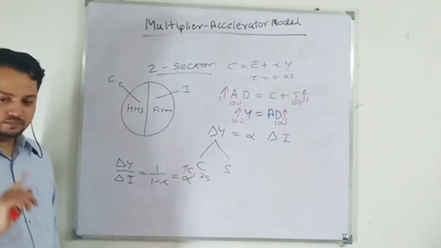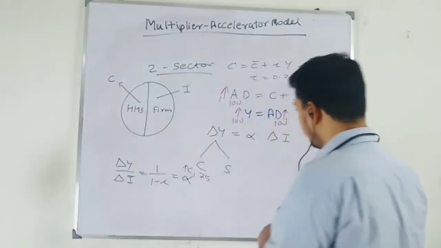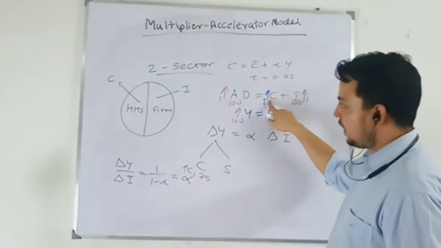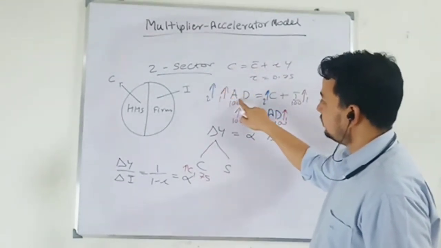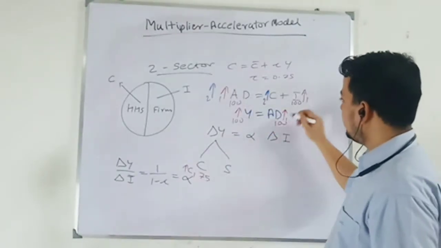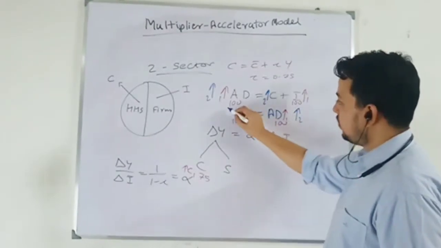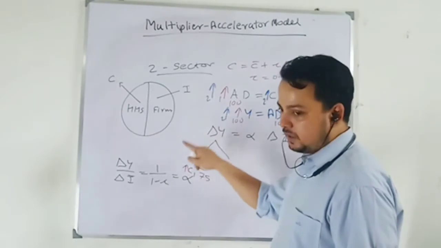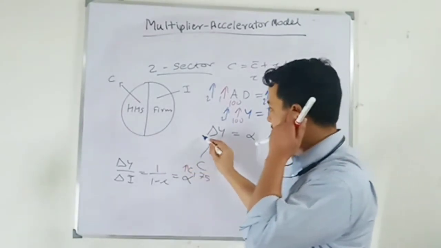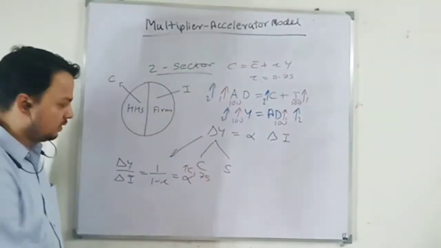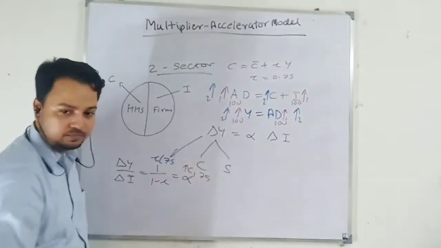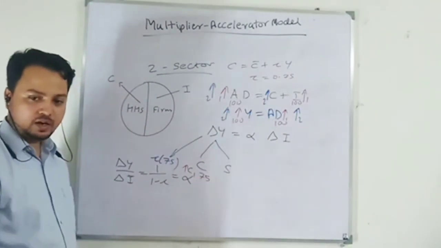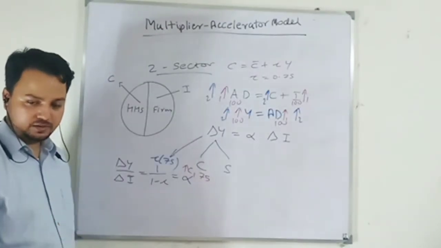But when your consumption increases, what is happening? Look at aggregate demand in the second time period. When consumption increases by 75, aggregate demand also increases by 75. When aggregate demand in the second period increases by 75, your income also increases by 75. Then in the second time period, your consumption will increase by marginal propensity to consume times 75. So this process goes on until the full value of the multiplier is realized.